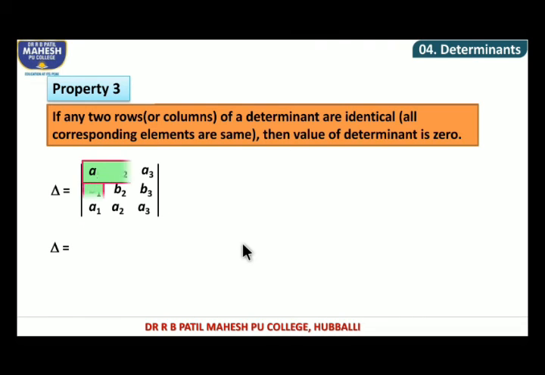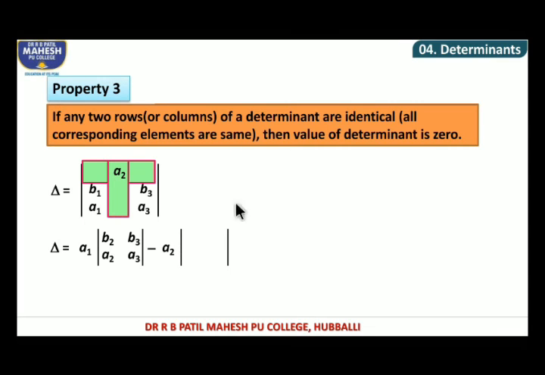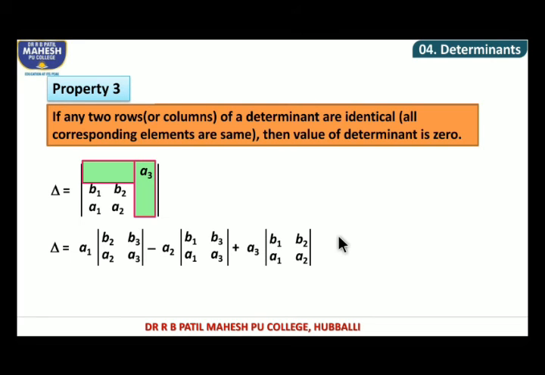So delta is equal to, here we have the signs for the first row plus, minus, plus. For the first element we have the sign plus. So A1 into the determinant B2, B3, A2, A3, and for the second element we have the sign minus. So minus A2 into the determinant B1, B3, A1, A3. For the third element we have the sign plus. So A3 into the determinant B1, B2, A1, A2.